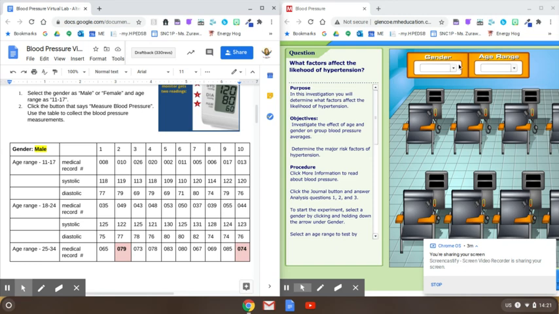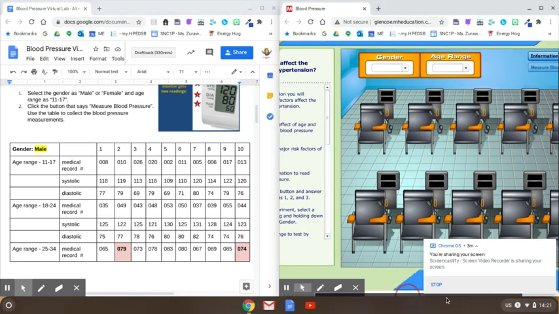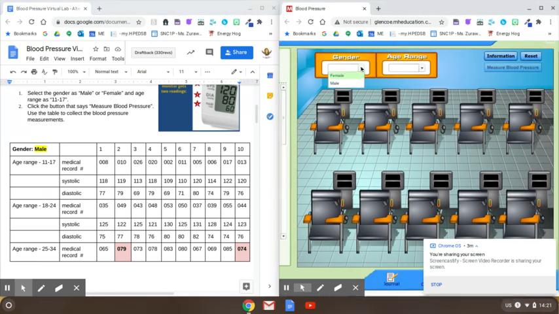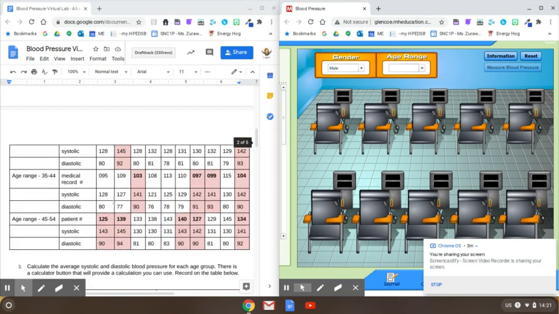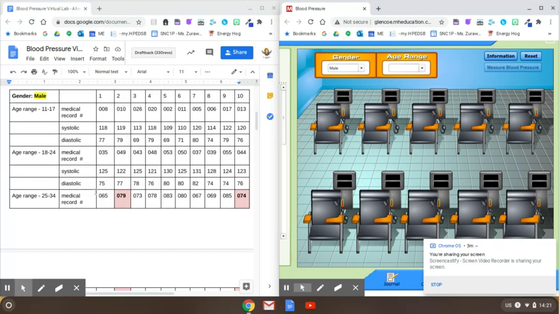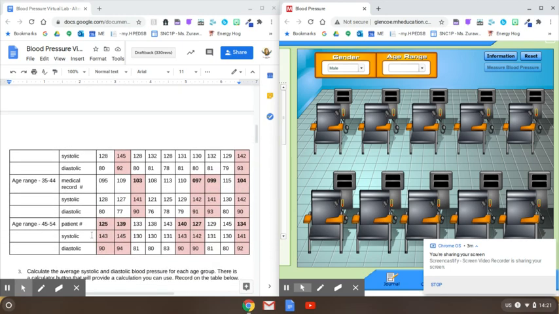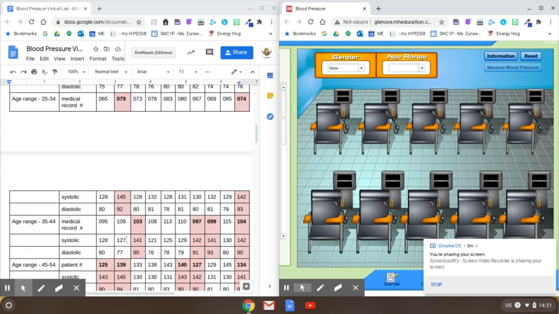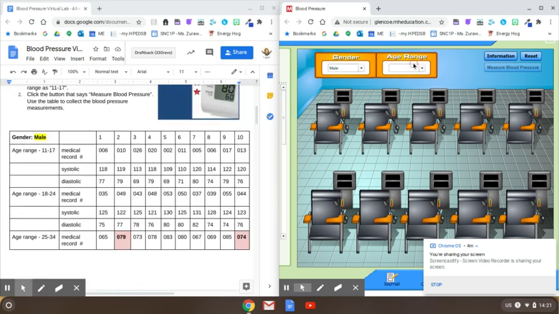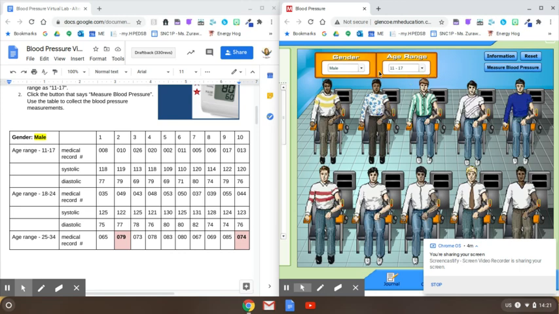So what we've got over in this virtual lab, and it gives you all kinds of funky little sound effects when we do it. To start, we know this first table is looking at males, and they're in the age range of 11 to 17, all the way up to 47 to 54. Okay, so first, you would have had to have done all this yourself. You would have selected your males within the age range, and then you would have measured their blood pressure.